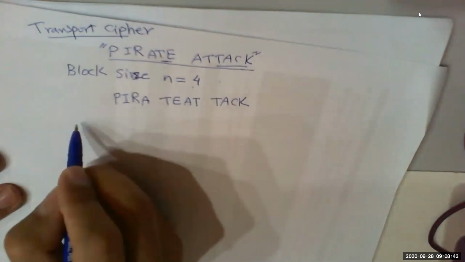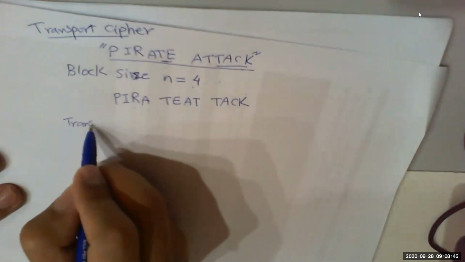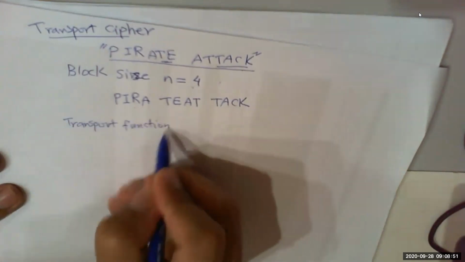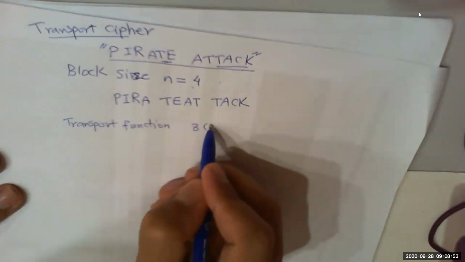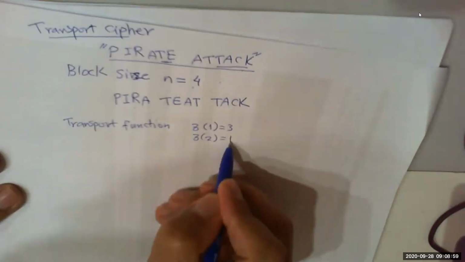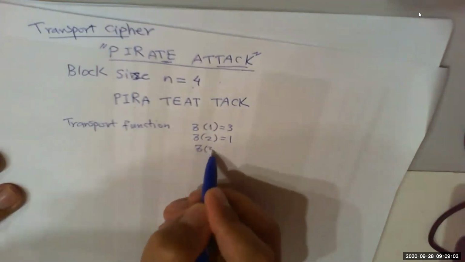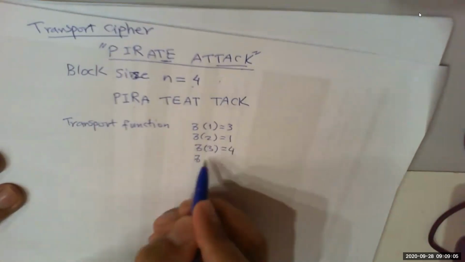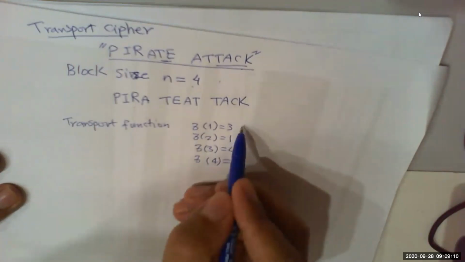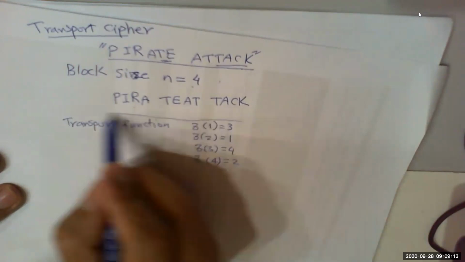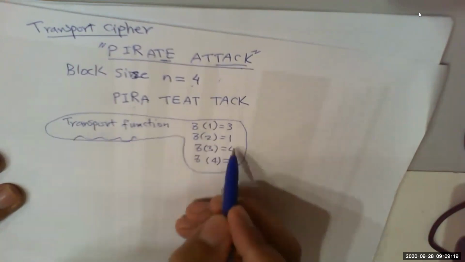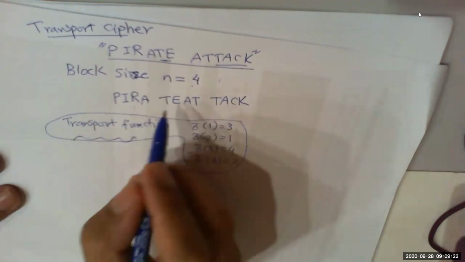Now we have the transposition function. The transposition function is like that: sigma of 1 equals 3, sigma of 2 equals 1, sigma of 3 equals 4, and sigma of 4 equals 2. This is the key. If somebody knows this key, he can decrypt our text.